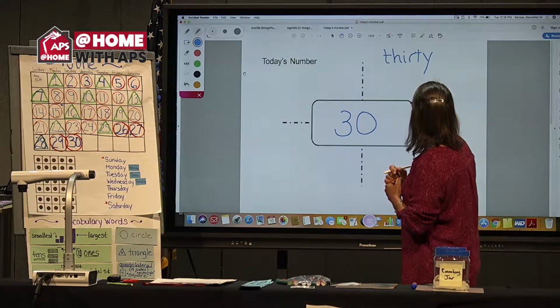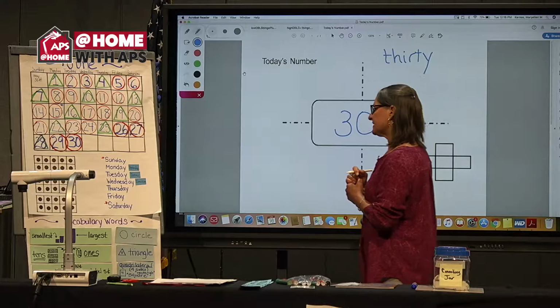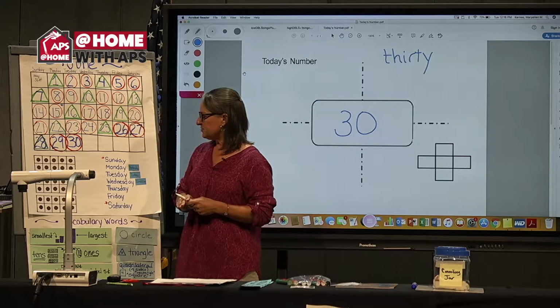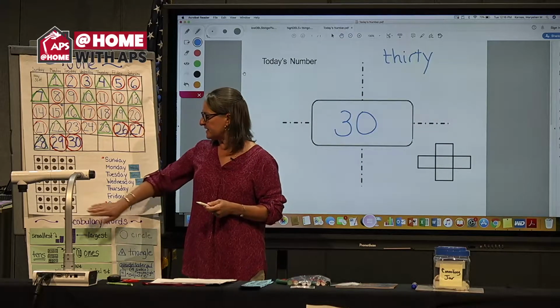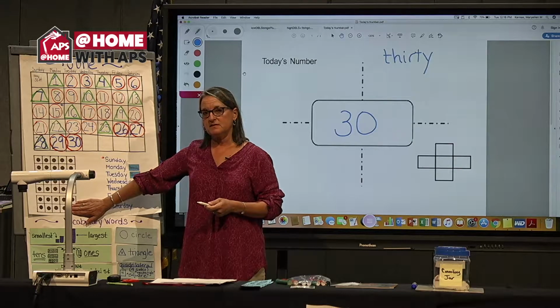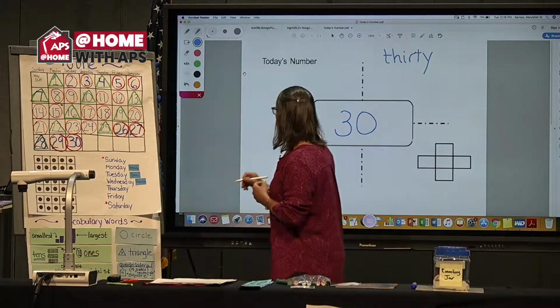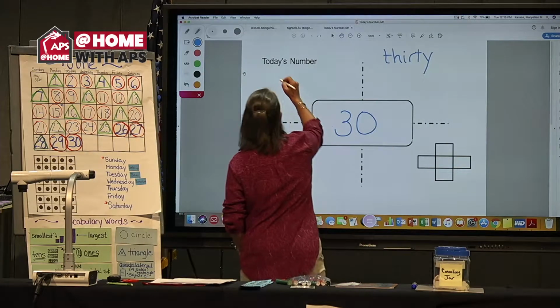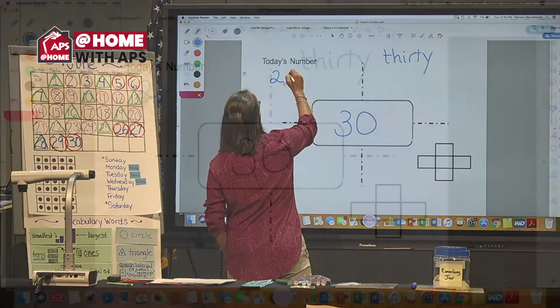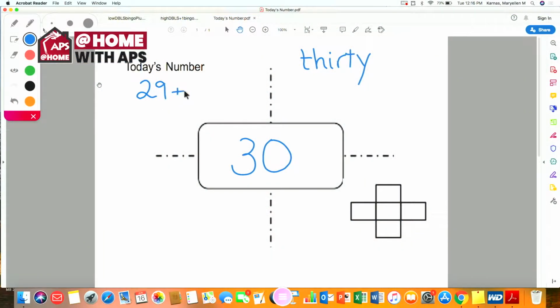So let's see. I was thinking about yesterday was the 29th, right? And what did our frames look like yesterday? Like this. 29 on our frames. So one way we could show 30 is as 29 plus 1, right? That equals 30. So that's one addition equation we could use to represent 30.